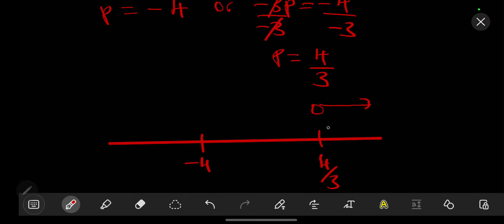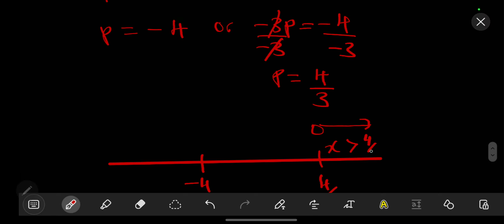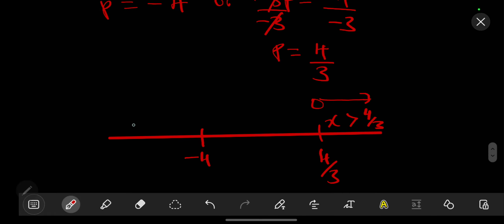At this point, all the x values on this side are greater than 4 over 3, because as you move to the right, the values increase. Then when you look here, you have all the values on this side. They could be negative 5, it could be negative 6, but we are interested in our boundary, which is negative 4. In other words, all the values as you move to the left are less than negative 4, like that.